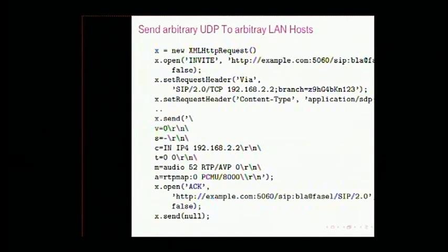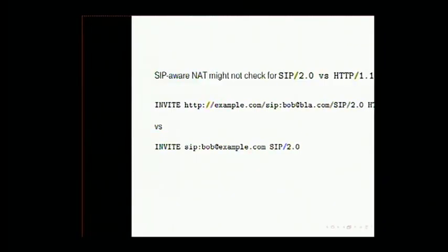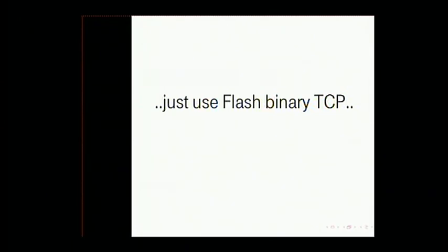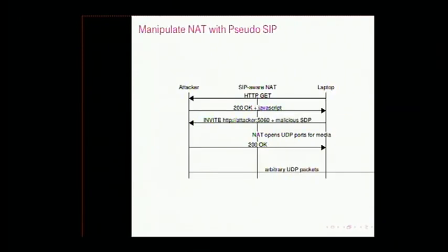And you can open ports with the codec line again, and you can send UDP traffic to any host. If this doesn't work because you have a smart firewall, you can always use Flash for this, because many NAT firewalls support TCP and SIP. This is the overview of how it works. The laptop in the LAN makes an HTTP GET, gets the JavaScript, and the SIP-aware NAT sees the invite, thinks it's SIP, and opens the ports, and you can send arbitrary packets into the LAN to arbitrary addresses.